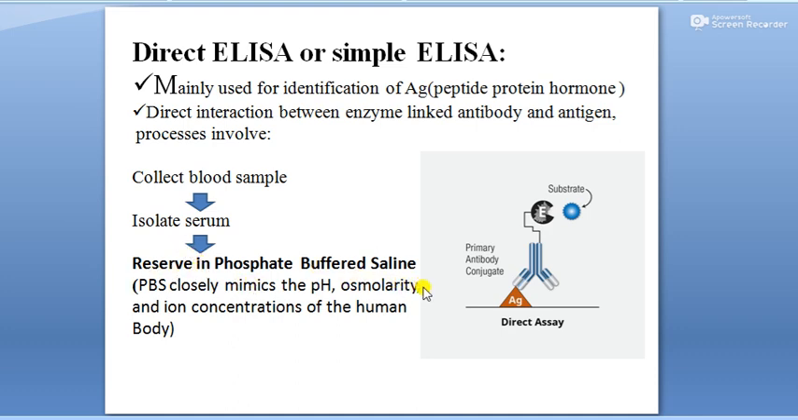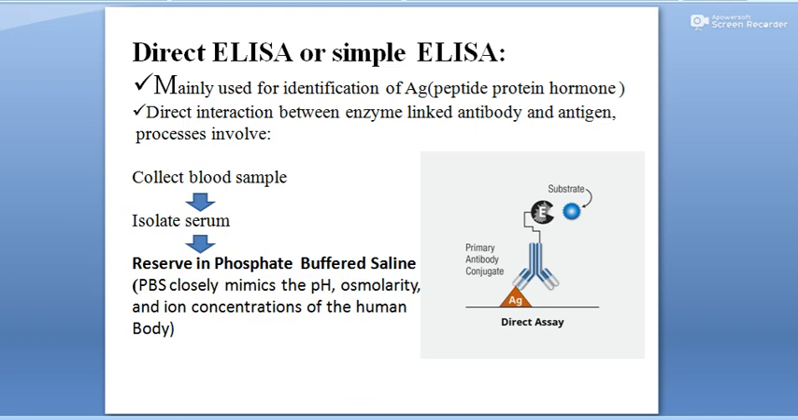Reserve in phosphate buffer saline. PBS, its short form is PBS, phosphate buffer saline, closely mimics the pH, osmolarity and ion concentrations of the human body. That means this phosphate buffer maintains the inner conditions of our body. Okay, that's why we can assure that sample serum is absolutely perfect, or we can say that our sample is in perfect condition, right.